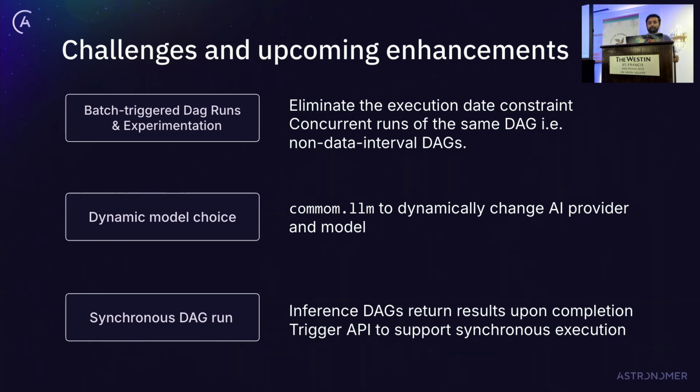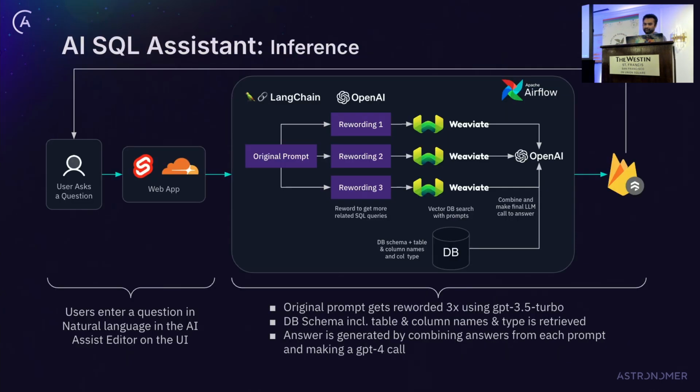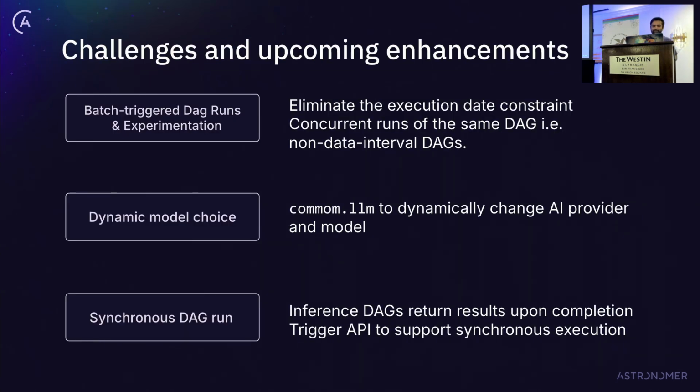Dynamic model choice is a duplicate of the first one, but here we are talking in the context of inference. Even in inference, this is useful because you are utilizing different models for embedding and answers, so you might want the flexibility of choosing where these answers are coming from. So the same challenge like common.llm applies here as well. Synchronous DAGs, which is like inference DAGs: Airflow currently does not have a way to return a result of a DAG, which I'll let Ash talk about in detail. But Airflow does not have the concept of a DAG returning data. It has the concept of a task returning data, and it works on the task level. So, Ash?